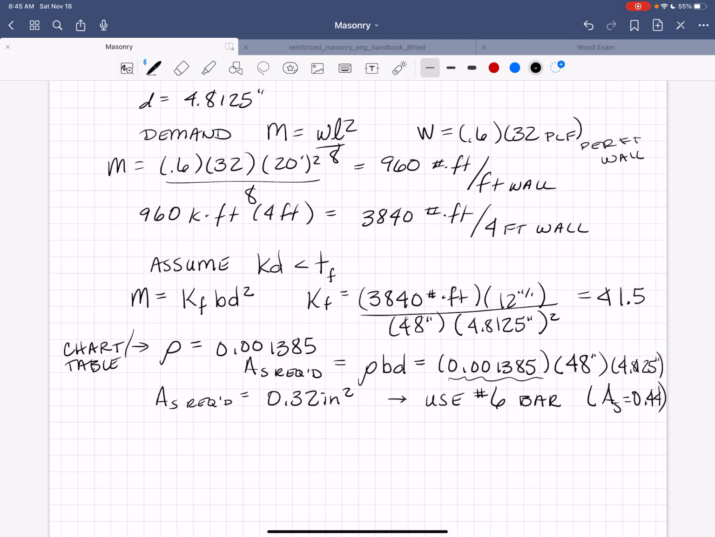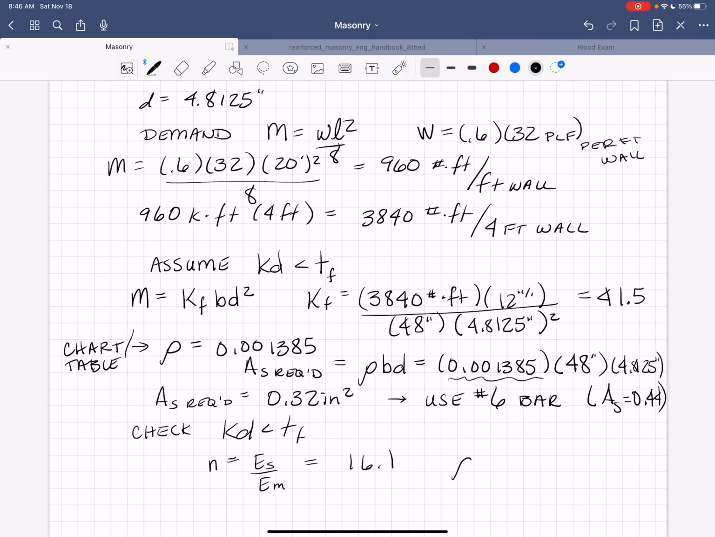All right, so check the kd less than the thickness of the flange. I get an n value. They gave us an n value, so I actually don't have to check it, but n is the modular ratio, and I'm going to get 16.1 for that.